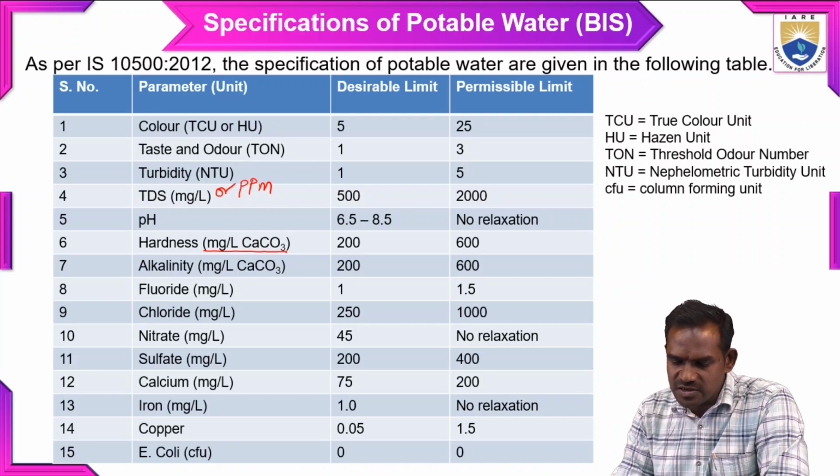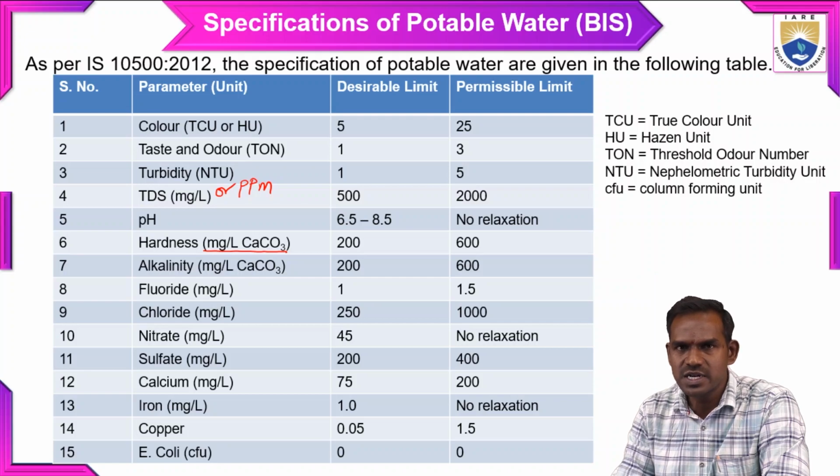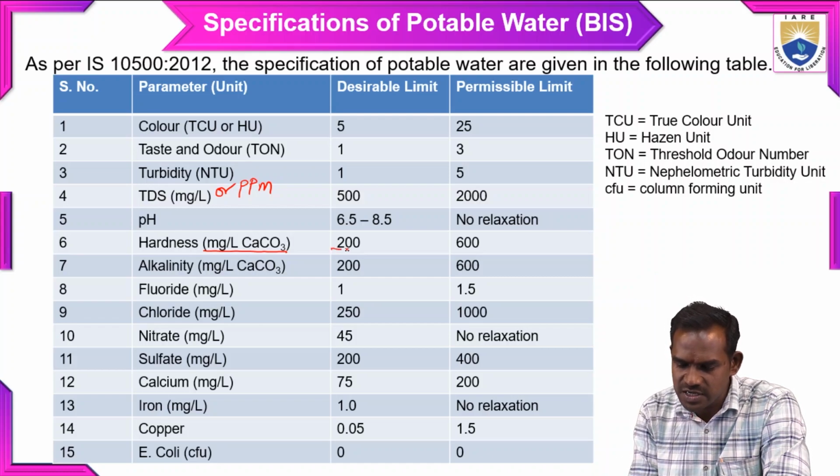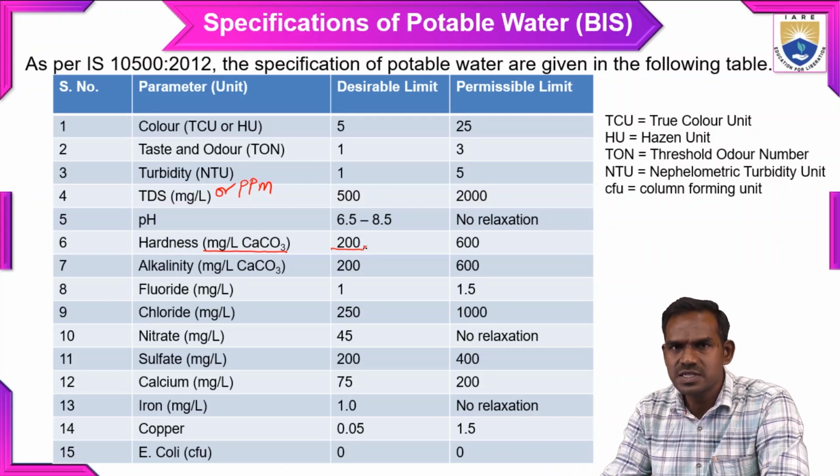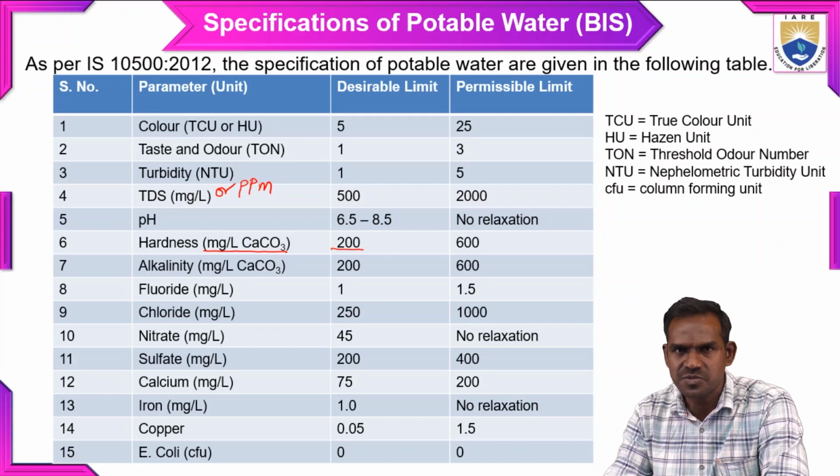The desirable limit of hardness is 200 ppm and the permissible limit is 600 ppm. But the desirable limit is only 200 ppm. Beyond that, it is not suggested, but when there are no techniques available surrounding us for purification, we can relax up to 600 ppm. But beyond 600, it is not suggested for drinking.